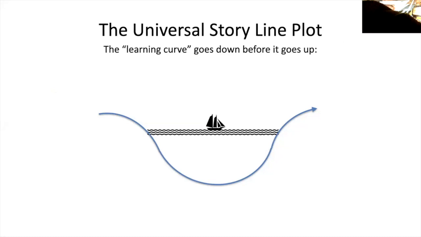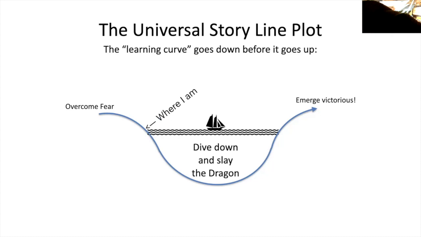The universal storyline plot, all the way from the original stories written down thousands of years ago, all go like this. Something needs to change, and you overcome your fear of change. You dive down and slay the dragon and emerge victorious. Now, in my case, the dragon is getting a signaling system working. And where I am is I've just learned enough to overcome my fear, and I haven't quite dipped my toe in the water to actually start building the circuits.